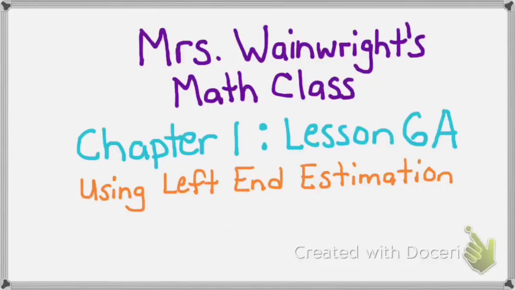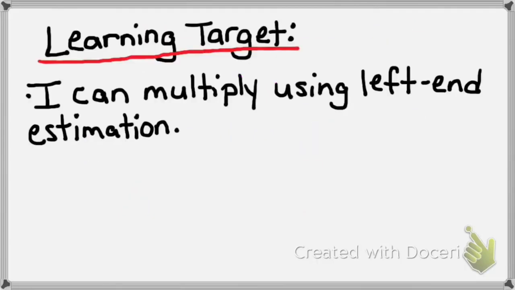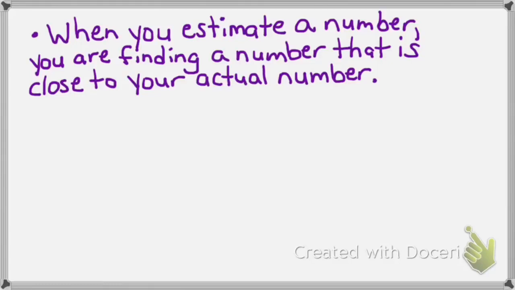This is Mrs. Wainwright's math class, Chapter 1, Lesson 6A, using left-end estimation. Our learning target by the end of today's lesson: we should confidently be able to say, I can multiply using left-end estimation. So today's lesson is not about actual answers, it's about estimation. When you estimate a number, you're finding a number that's close to the actual number.